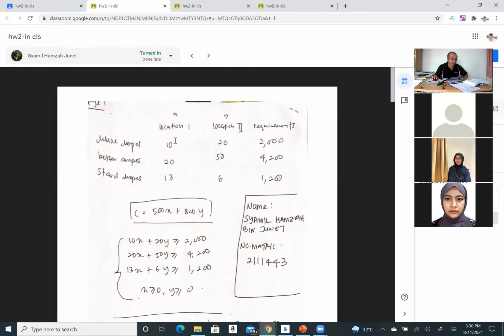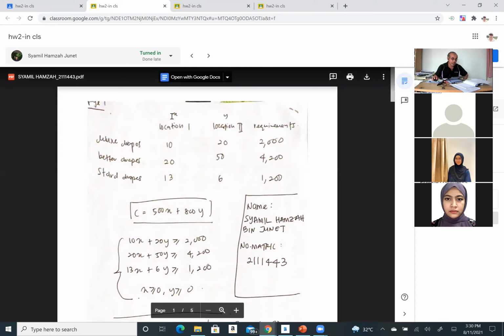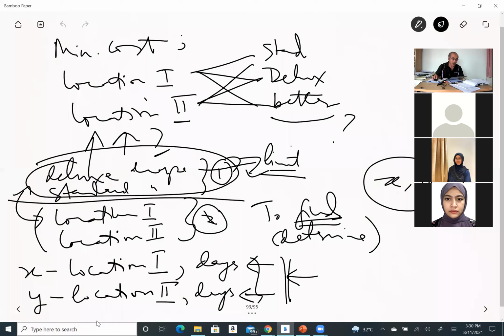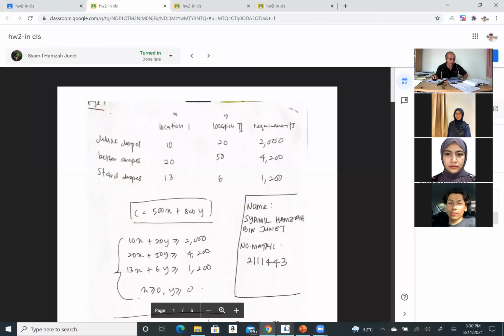First you tabulate the information, and then X is the location, Y is also a location, but you need to put the units. We did discuss this. What are X and Y? It's location 1 and 2 in terms of the number of days. So you don't just label X location 1, Y location 2. You have to mention the number of days. I think I made myself clear on that one.